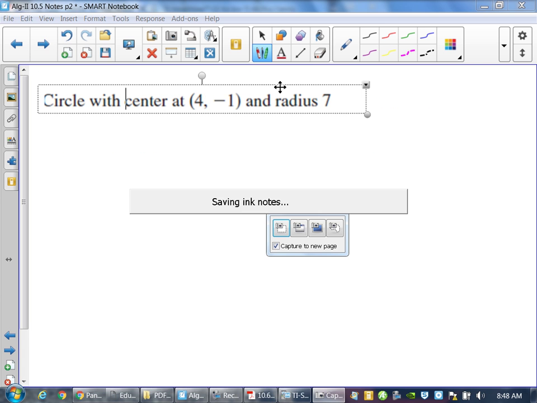Let's write the equation of a circle that has a center of (4, -1) and a radius of 7. You'll be given information. Write out the equation. We're going to add to these: circle with the center and a radius.